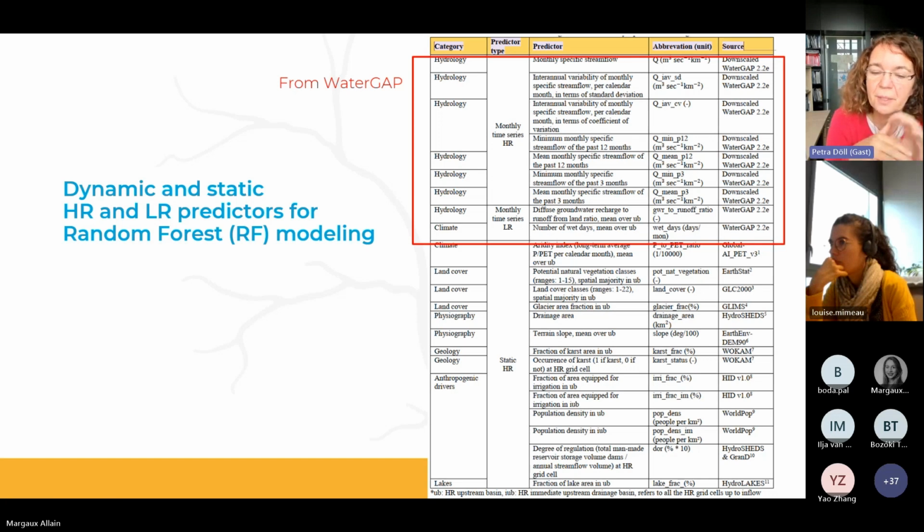And then what you see on the bottom is mostly these high resolution static predictors that do not change over time, like how big is the drainage area to start with. And okay, maybe on top also we had some low resolution monthly time series, for example, the number of wet days that we also thought is an important predictor. So in a month, if you have just 1 wet day with rain, or if you have 15, that makes a big difference, we thought, on intermittence.